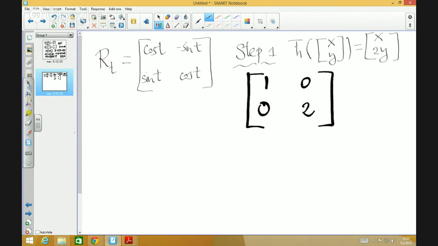Why is the first column 1, 0? Because if you actually apply the transformation T1 to the vector 1, 0, you get 1, 0 back. The second column is 0, 2, because if you apply the transformation to the vector 0, 1, that's exactly what you get, 0, 2. It always works like this, at least for transformations from R2 to R2. Always apply the function to the columns of the identity matrix of the appropriate size. And what is the appropriate size depends on the domain and codomain of the transformation.